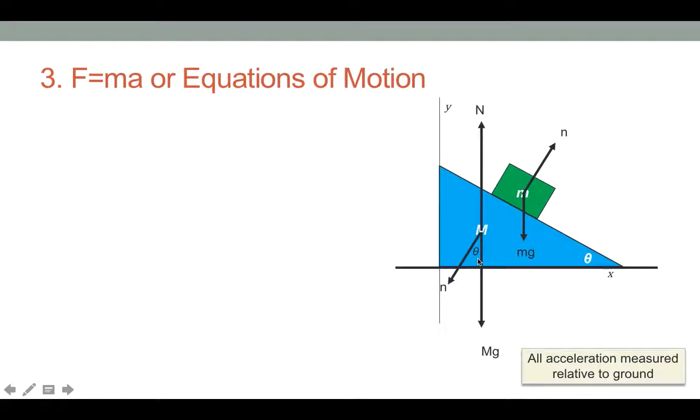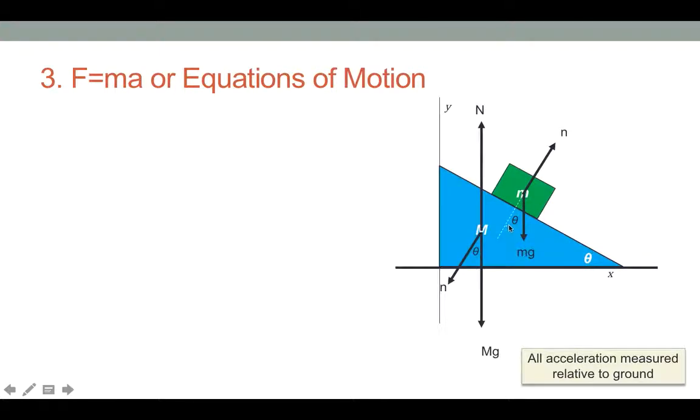So now what we can do is just write down F equals ma for both of the objects, noting all accelerations, again, remember, will be measured relative to the ground. So, first thing we need to worry about is this vector right here, that's normal force, will have to be broken down to its X and Y components.